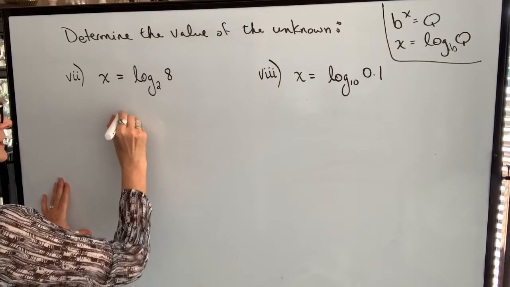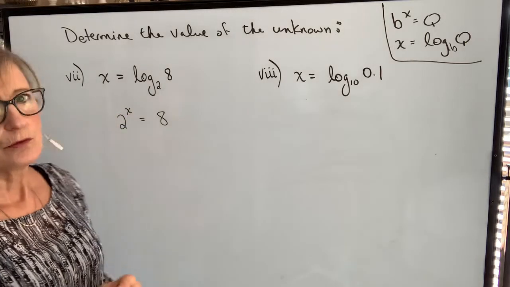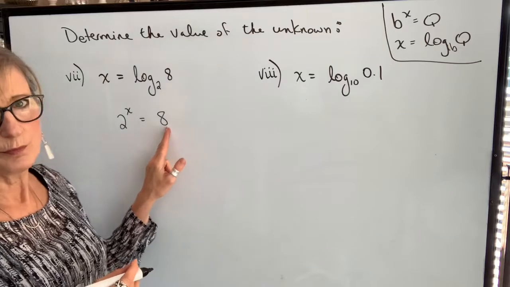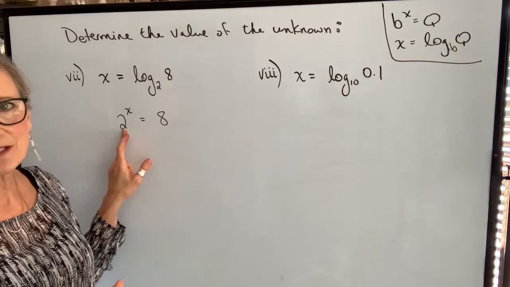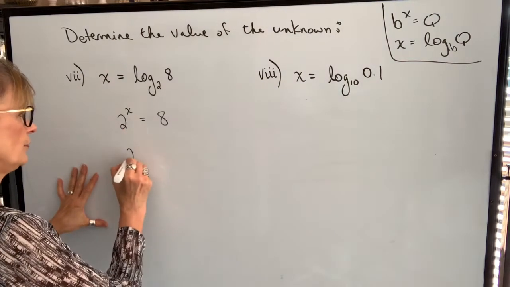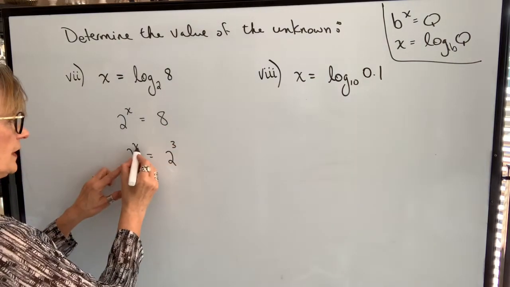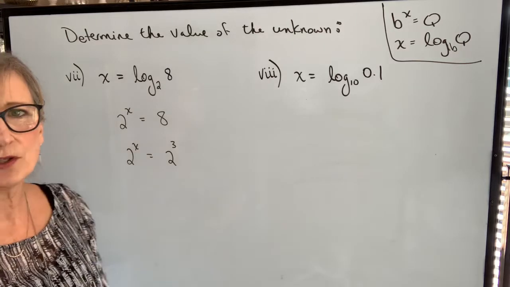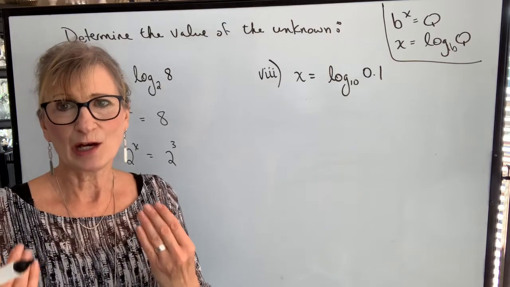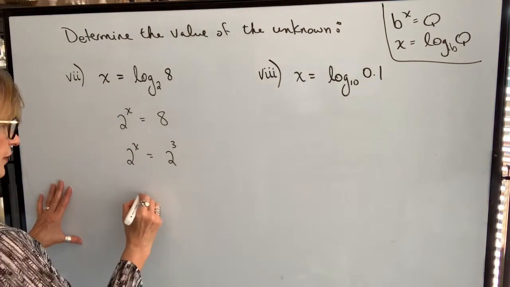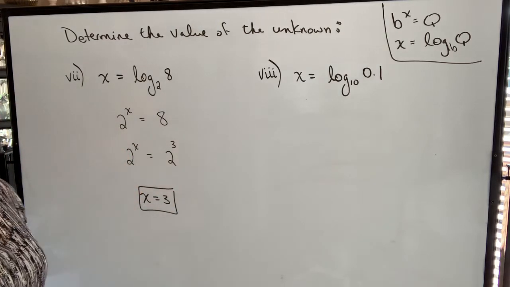So 2 to the x will equal 8. Now when you're finding the exponent, what you want to do with your quantity is try to think of that quantity as a power with 2 as a base in this case. So we know that 8 can be written as 2 cubed. So if 2 to the x is equal to 2 to the power of 3, the only way that can happen is if the exponents are equal. Once the bases are equal and the powers are equal, then the exponents must be equal. And we can do a check. Does 2 cubed equal 8? Yes, it does.